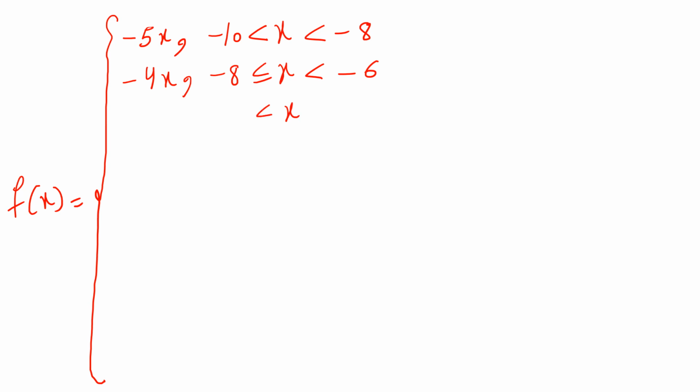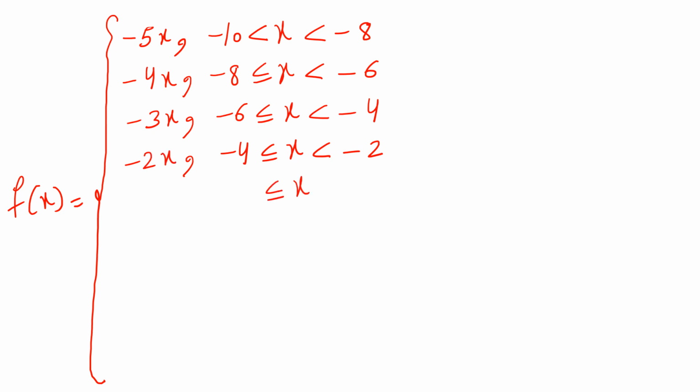Now when x is greater than or equal to minus 6 and less than minus 4, then f of x becomes equal to minus 3x. When x is greater than or equal to minus 4 and less than minus 2, then f of x becomes equal to minus 2x. When x is greater than or equal to minus 2 and less than 0, then f of x becomes equal to minus x. When x is greater than or equal to 0 and less than 2, then f of x is just equal to 0.